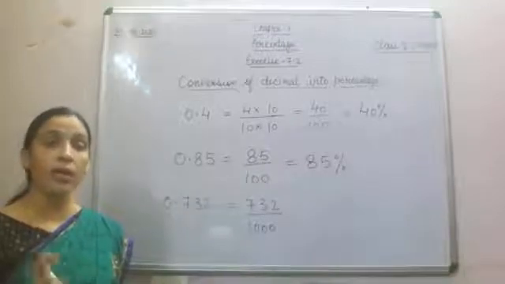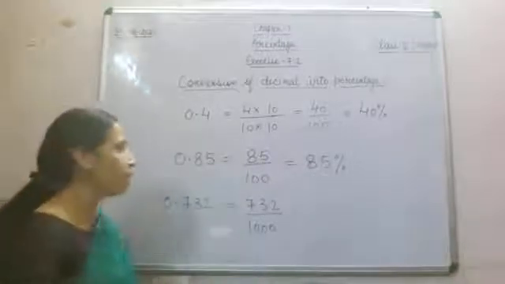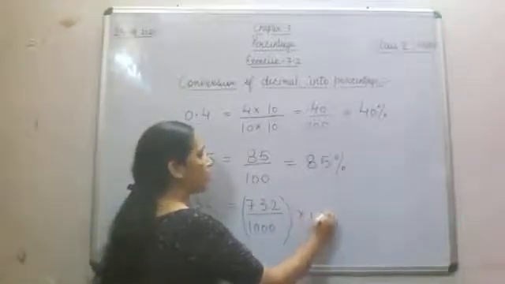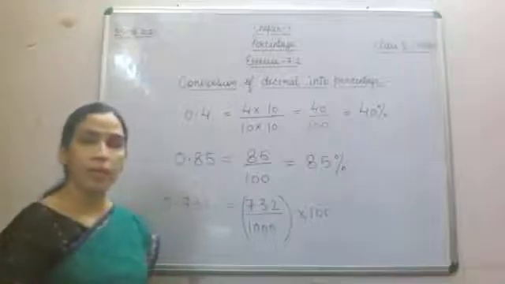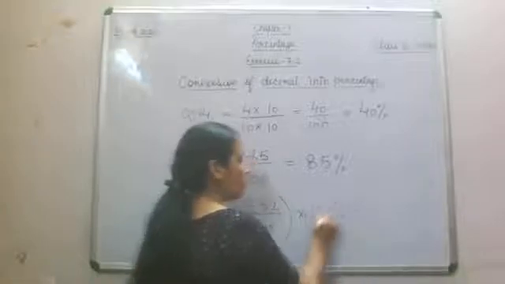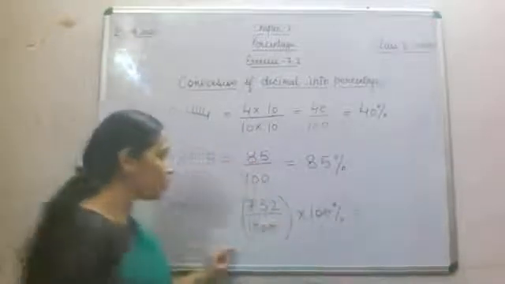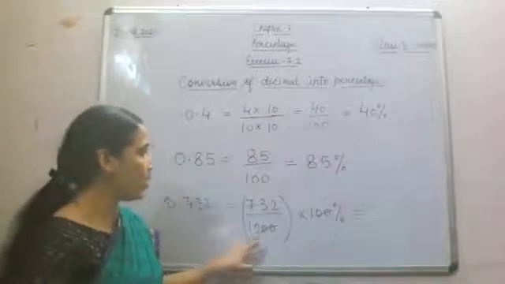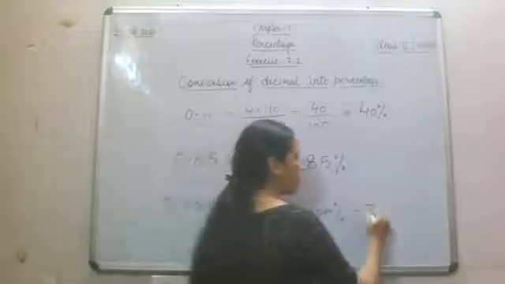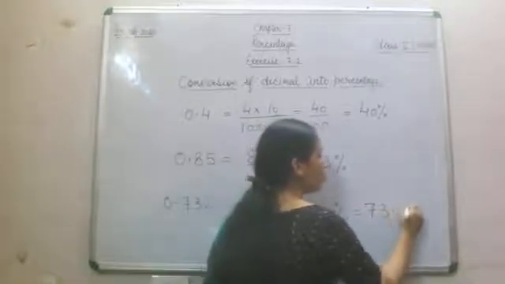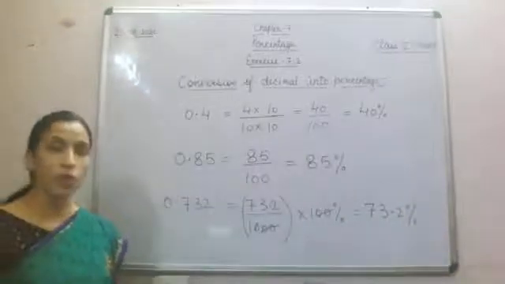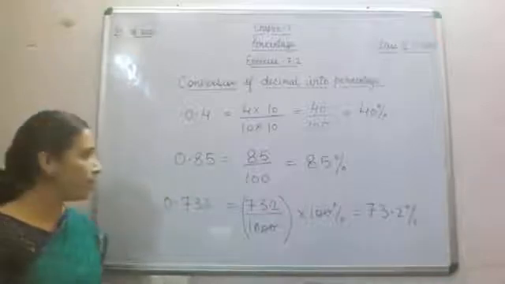How? Now here we have to see that formula: whatever fraction you are having, just multiply it by 100 and then put the percentage. Fine. So here 2 zeros will be cancelled with these two zeros, and 1 zero will be removed from here and we'll put the decimal point here. So it will become 73.2%.